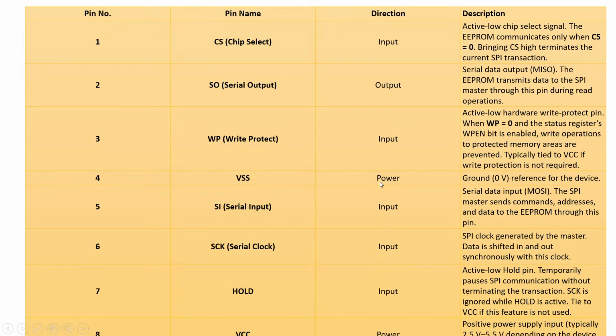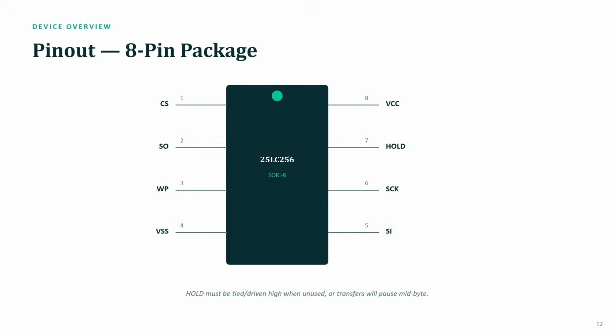And VSS is nothing but a power pin, and serial input is kind of the MOSI pin. That means if I want to write any data into this particular memory, I'm going to use serial input. Write protect we will discuss later, because without discussing the internal registers, I cannot discuss that particular thing. And SCK is the serial clock, and hold is used if I want to hold the operation temporarily, or pause this particular SPI communication temporarily. And another is VCC.